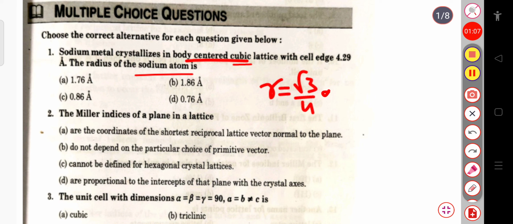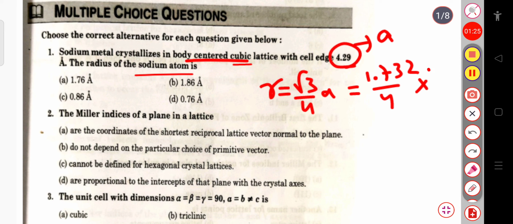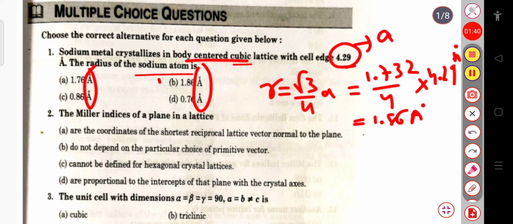I have already discussed it in my lecture. So this is equal to, here the cell edge is given 4.29, this is your a. So this is equal to root 3, whose value is 1.732, divided by 4, into the value of a, which is 4.29. Since 4.29 is given in angstrom and the options are also in angstrom, after calculation you will get 1.86 angstrom. You may check. So 1.86 angstrom is your answer.